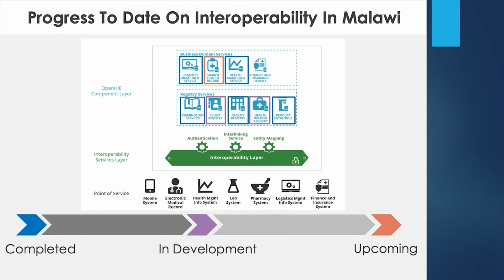We have completed work on the facility registry, terminology service, product catalog, logistics management, and health management information system. Work on the client registry and health worker registry is in progress, and our ultimate goal is the shared health record, which will make use of the components we've worked on throughout the project to ultimately achieve the goals set up by the Kunika project.